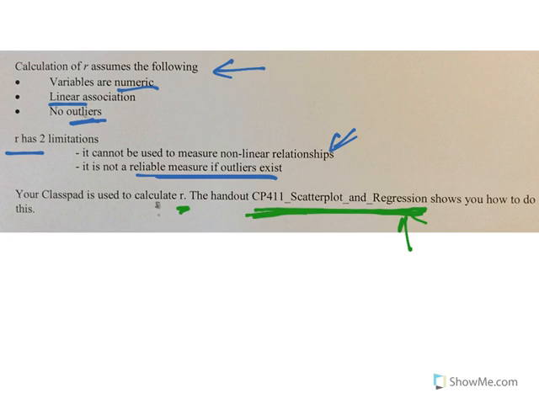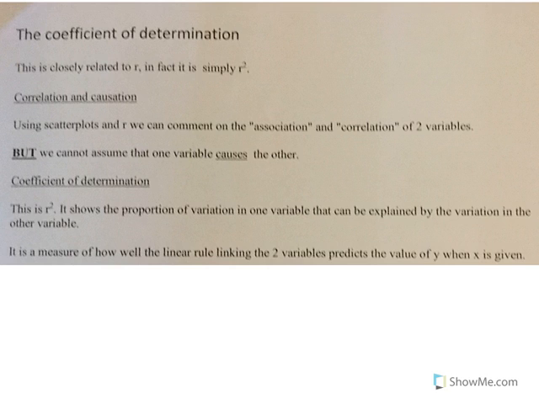So there's another thing very closely related to the Pearson correlation coefficient, and that is a thing that's known as the coefficient of determination.